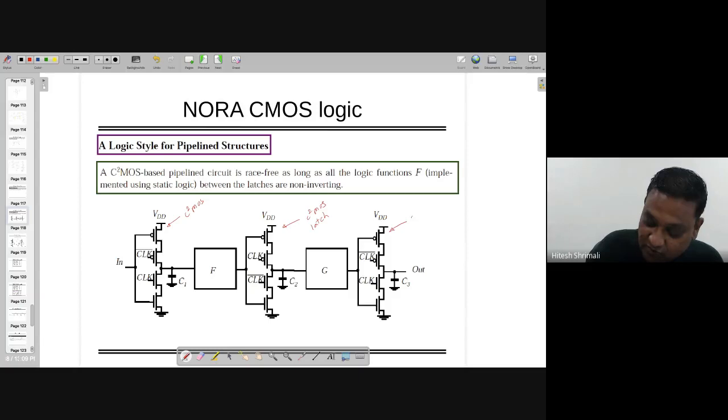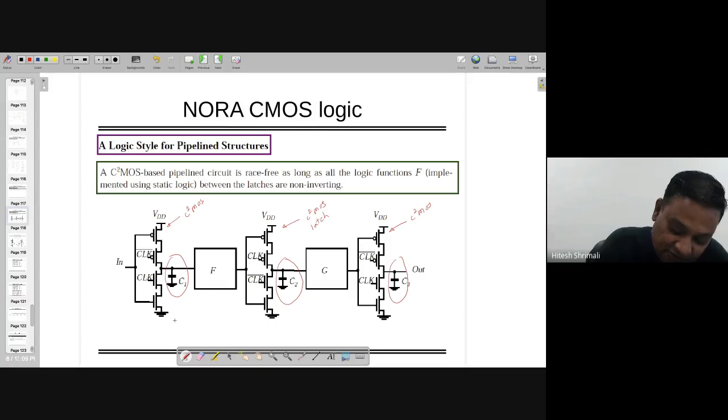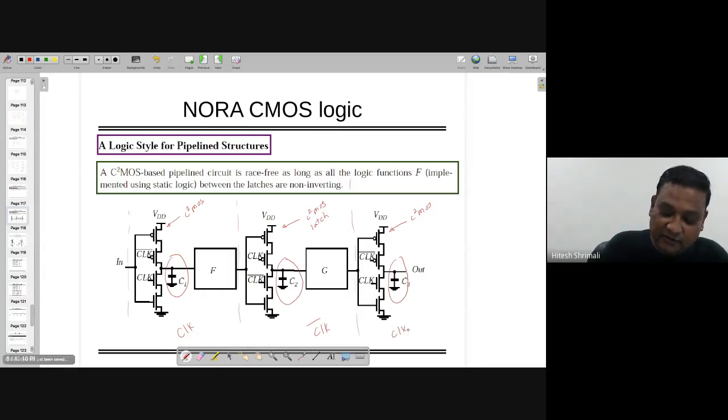This is also a C-square MOS latch. And of course, the capacitor is the parasitic capacitor available at each of the nodes. And you can see, if the first stage is this one, as it is a pipeline, the first stage is working at clock, this one is at clock bar, and this one is at clock. Alternatively, you do that.